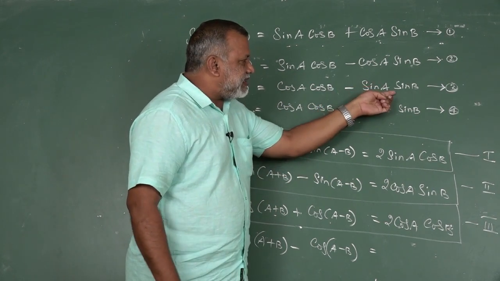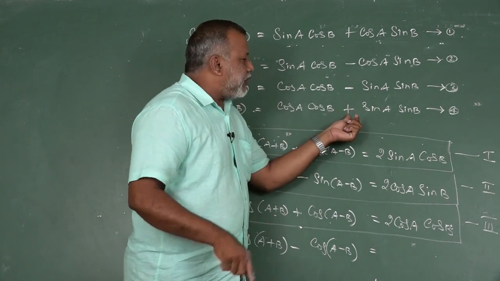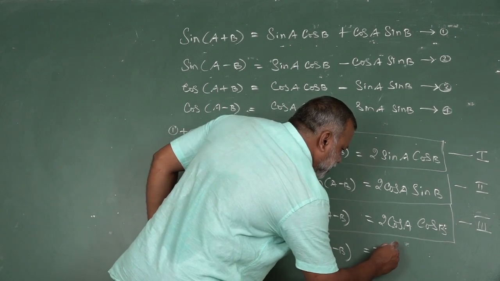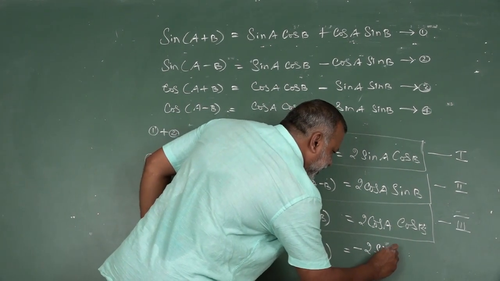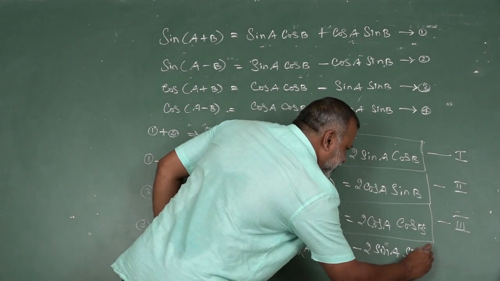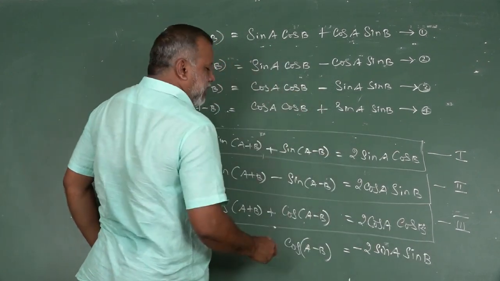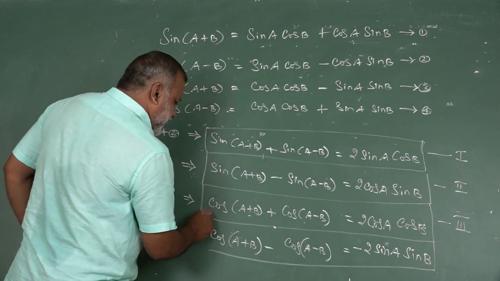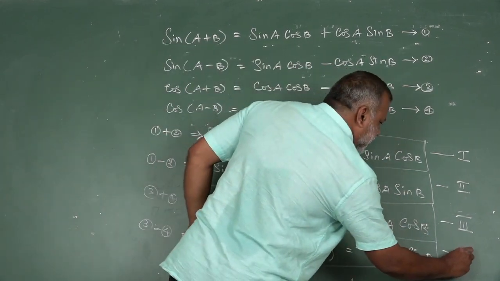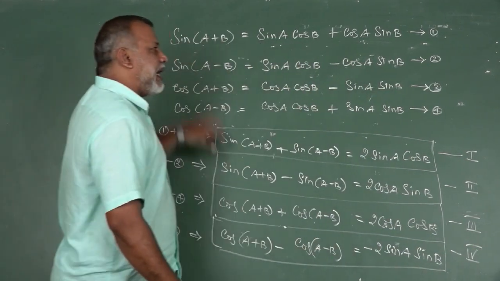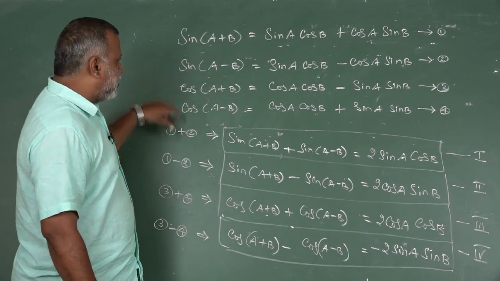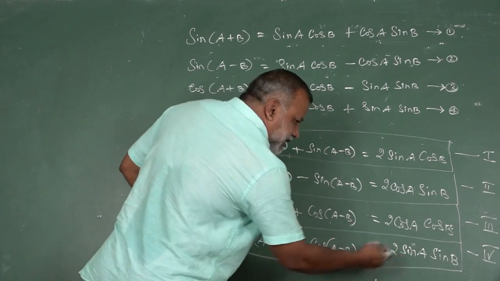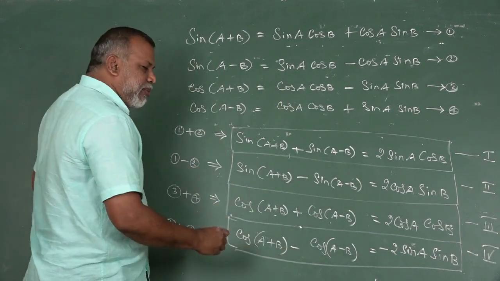So already sin a sin b negative. Here also you get sin a sin b one negative. Therefore you can write like this: negative 2 sin a sin b. This is the fourth result. So adding 1 and 2, subtracting 1 and 2. Adding 3 and 4, subtracting 3 and 4.